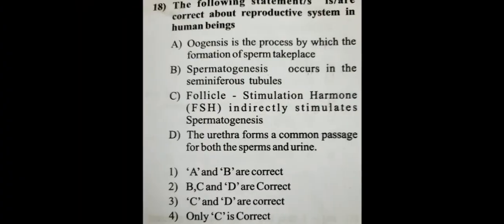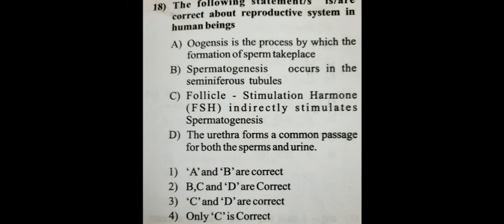18. The following statements are correct about reproductive system in human being. Now, we have to identify the correct statements among the four. While reading, you just identify the correct and wrong statements and search those options in the given options. Oogenesis is the process by which the formation of sperm takes place. This is a wrong statement because spermatogenesis is the process where the sperm formation takes place. So option A is wrong.